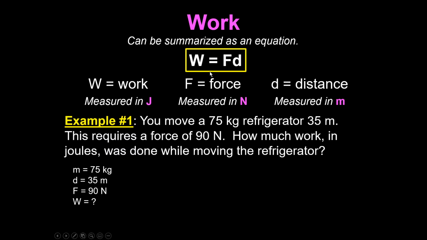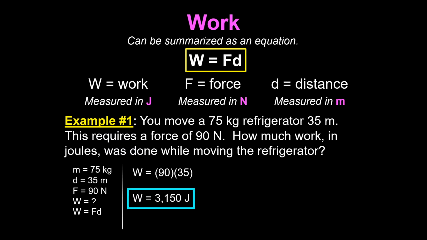And then not a bad idea, even though it's written up here, work equals force times distance, it's not a bad idea to get into the habit of writing out the formula that you are going to use for each specific problem. So work equals force times distance again, and then all we have to do here is start to plug in. We're solving for work. We know we have a force of 90. We know we have a distance of 35 meters, so we can just plug it directly into the formula. So work equals 90 multiplied by 35, and we should get that work is going to be 3,150 joules.